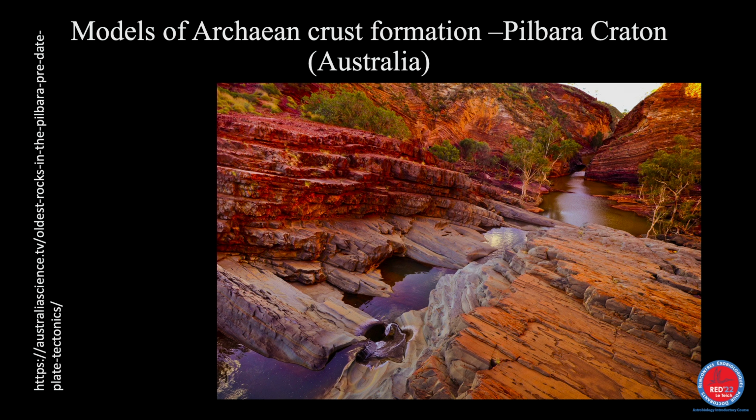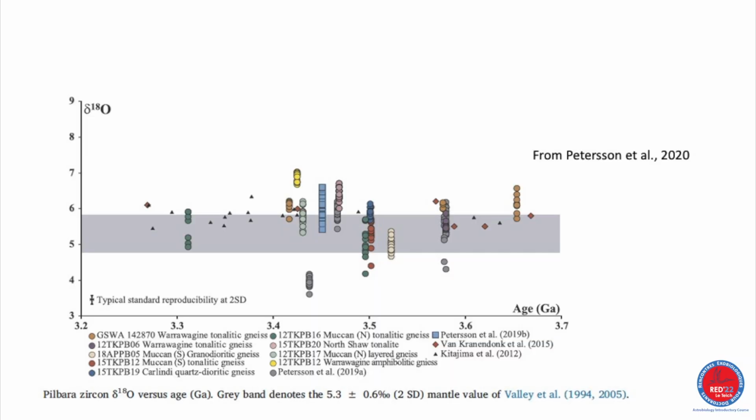Models of crust extraction, and we will use data from Pilbara, a very well preserved terrain of Archean age. This is Western Australia, and a lot of investigations have been done on Pilbara rocks. The first model I want to present to you is by Patterson et al. 2020. They used rocks from the Pilbara craton, and here are the names of the rocks.